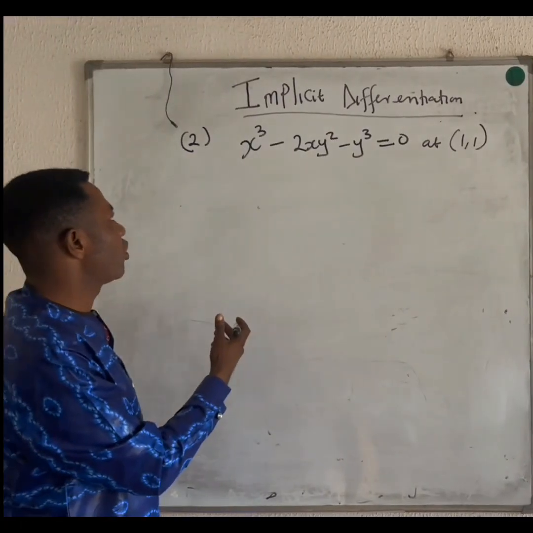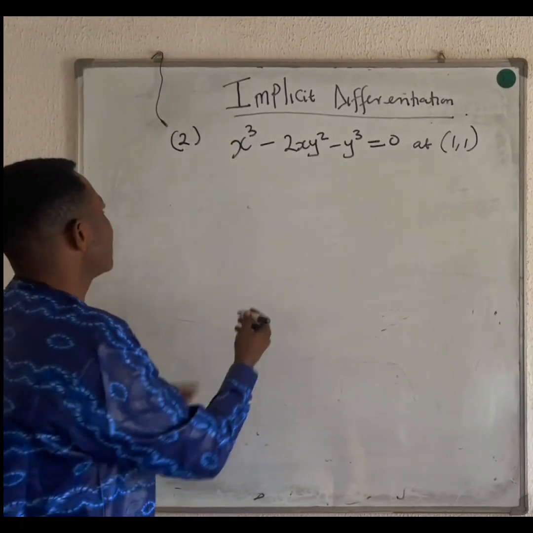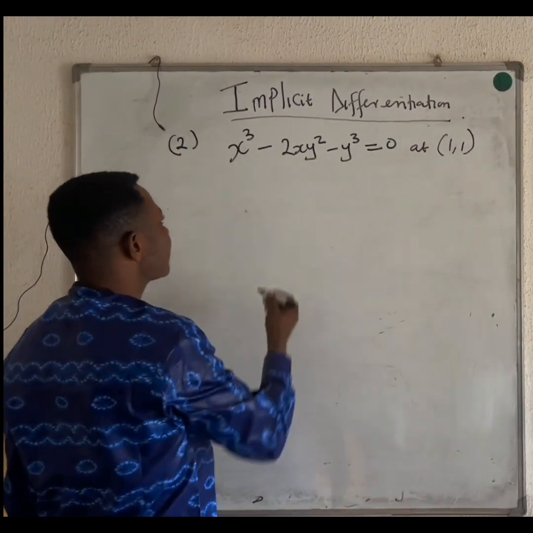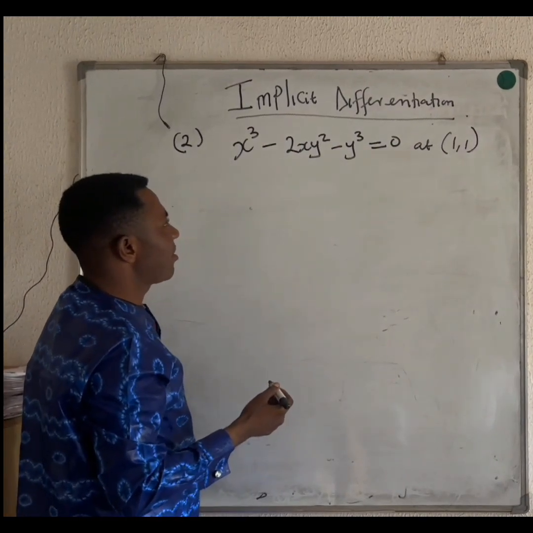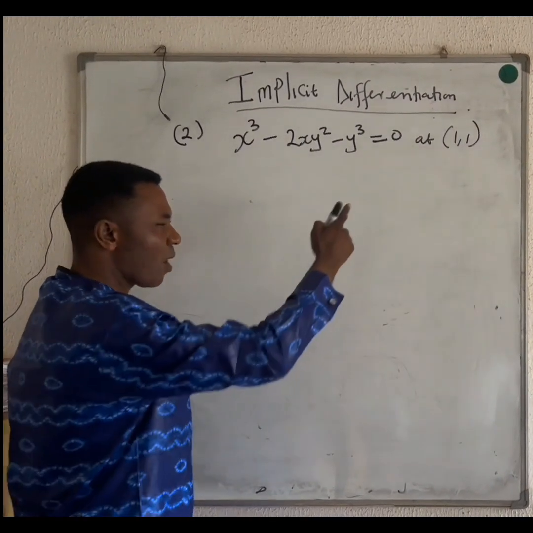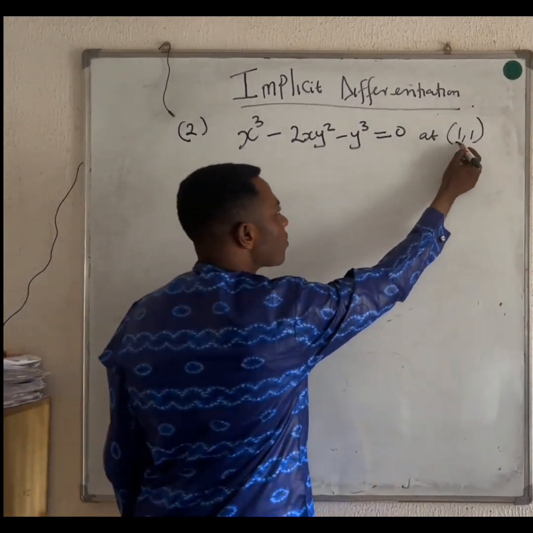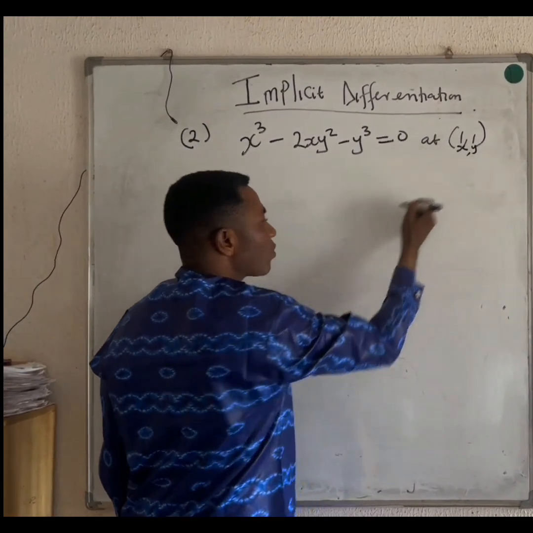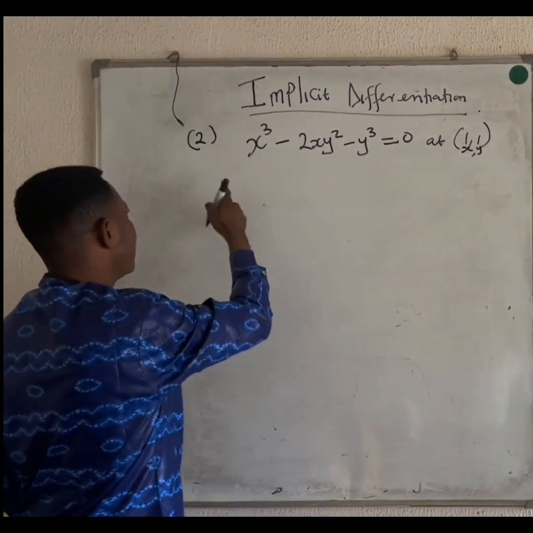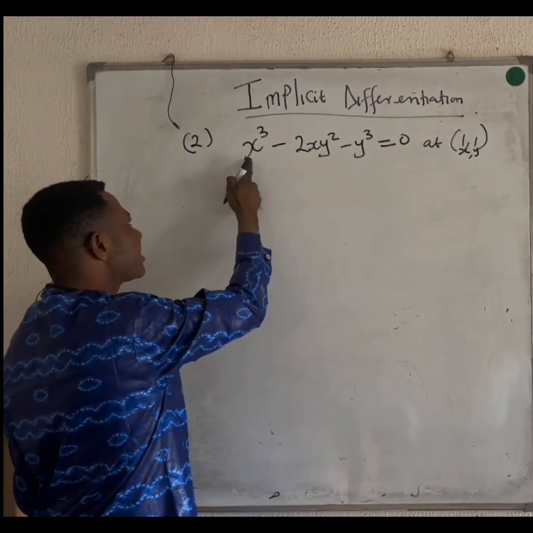Yes, still on implicit differentiation number 2. x power 3 minus 2xy squared minus y power 3 equal to 0. They say at 1, 1. It means when x equal to 1 and when y is equal to 1. So now we're going to differentiate this one.